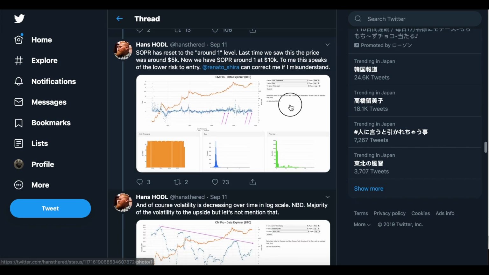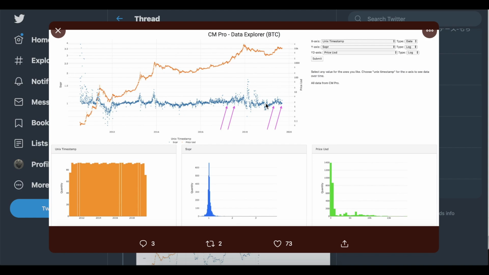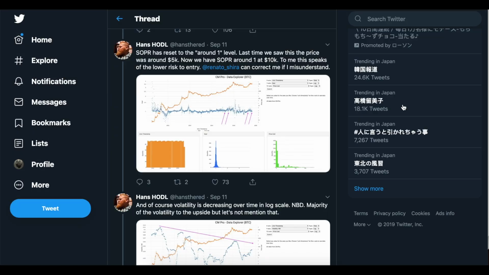And Hans Hodl also mentioned the SOPR indicator from Renato Shirakashi, and Renato actually confirmed his opinion that we have a very, very similar situation to 2016-17, when we had SOPR below, or actually very close to one at the end of the correction, just the same as we had around $5,000 during the current cycle, meaning that it's very unlikely that we will go too low from that point.